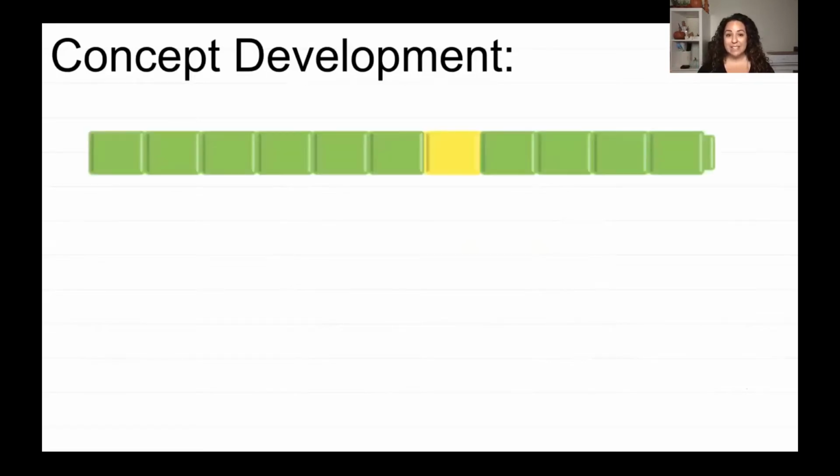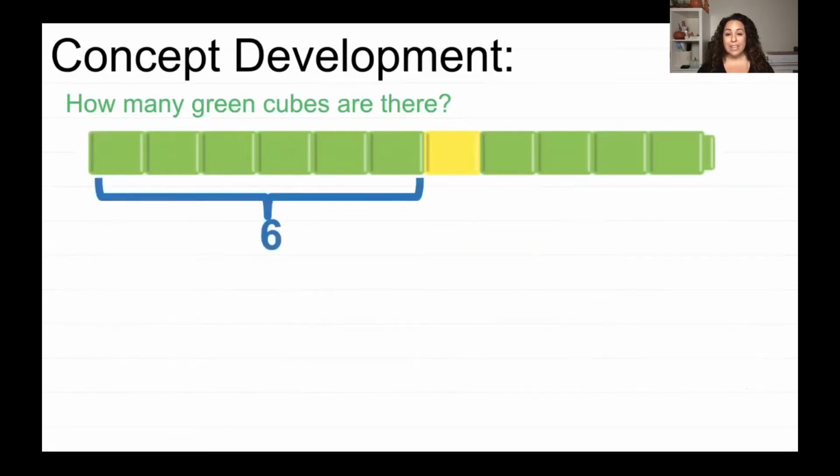We're going to jump right into our lesson, and let's start by looking at this. I have some number cubes. I have some green number cubes, and I have a yellow one. So let's see why I have this up here. Before we begin, how many green cubes do I have? Well, I have 6 on that side, and I have 4 on that side. So if I have 6 on that side and 4 on the other side, I have 10 green cubes.